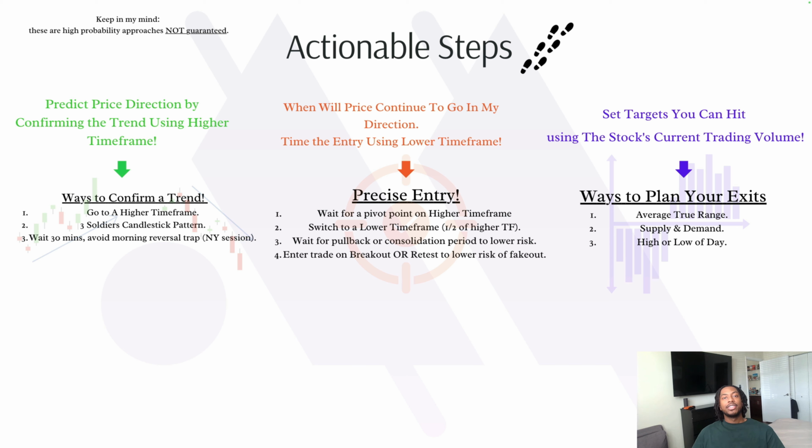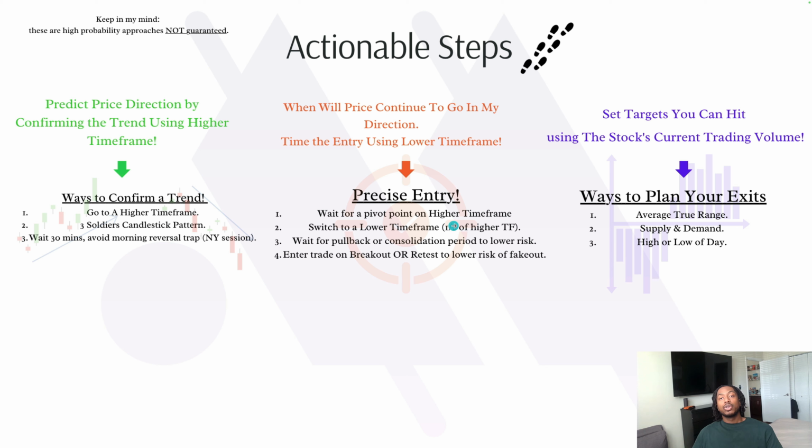So once we identify the trend for the day, now we need to time our entry, right? We need to wait for a pullback, wait for a low risk opportunity to enter with good reward. So we need a precise entry. We want to wait for a pivot point on the higher time frame and then switch to a lower time frame. For me, I'm always on the 5 minute, but when I'm ready to enter a trade and use my precise entry, I go to the 2 minute or the 1 minute.